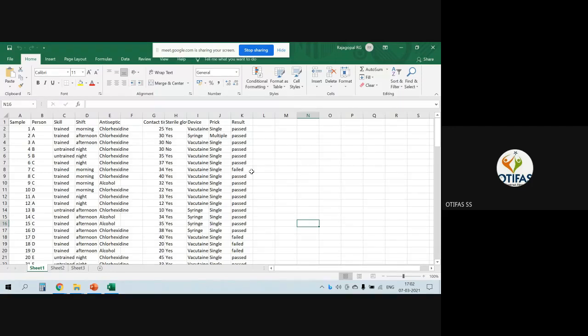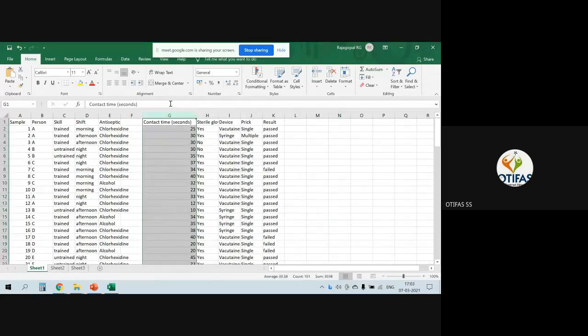Now prick is also an attribute data. Now the device by which they are taking, is it a vacutainer or a syringe? Now sterile, again binomial, yes or no. Now what is column number G? What kind of data is that? Variable. Okay. Now in the variable, is it continuous or discrete? Discrete. Okay, it seems to be discrete, but it's not discrete actually. Actually, it is time. Time in seconds.